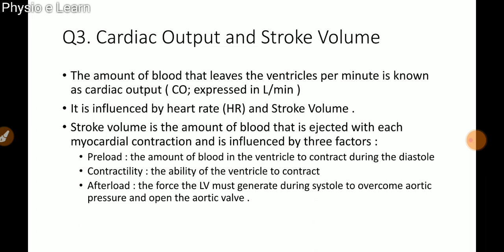So the preload is the amount of blood in the ventricle to contract during the diastole. So during the diastole, the blood is already there in the ventricle and the ventricle starts contracting, so that is the preload. The contractility is the ability of the ventricle to contract, and the afterload is the force the left ventricle must generate during the systole to overcome the aortic pressure and to open the aortic valve. So that is the afterload. So that is about cardiac output and stroke volume.